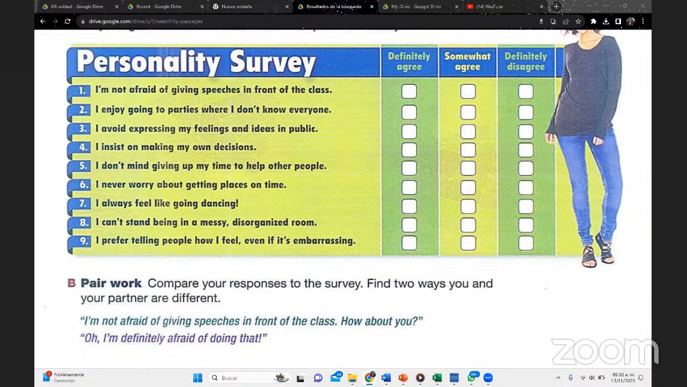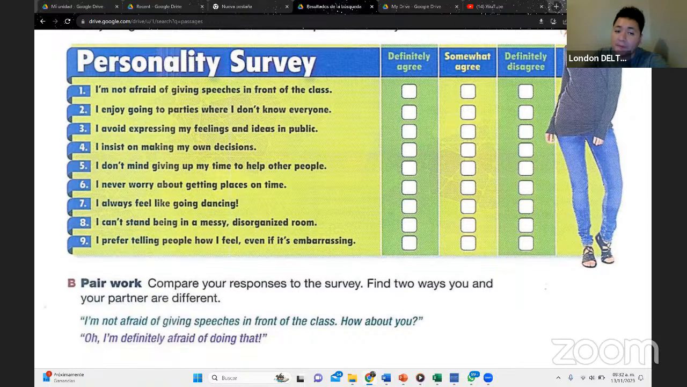Sorry, what is the pronunciation? Stubborn. Stubborn. Terco. And stubborn is a negative thing. You can also say persistent, right? So, how do you feel about the sentence 4? It says, "I insist on making my own decisions." Do you agree? Somewhat agree? Definitely disagree?